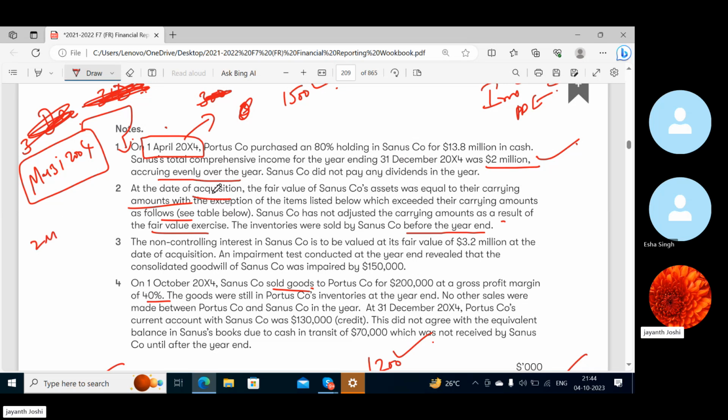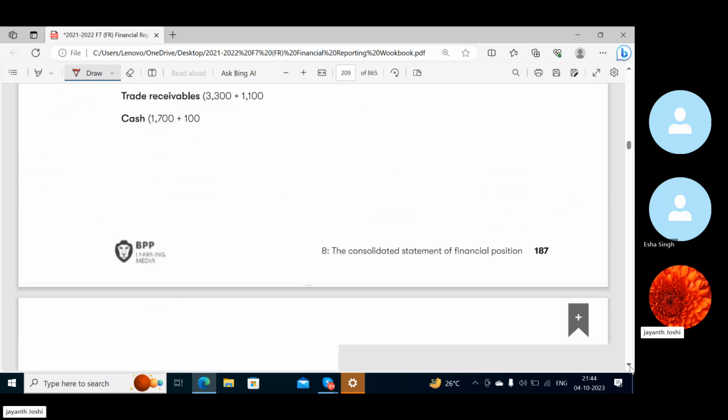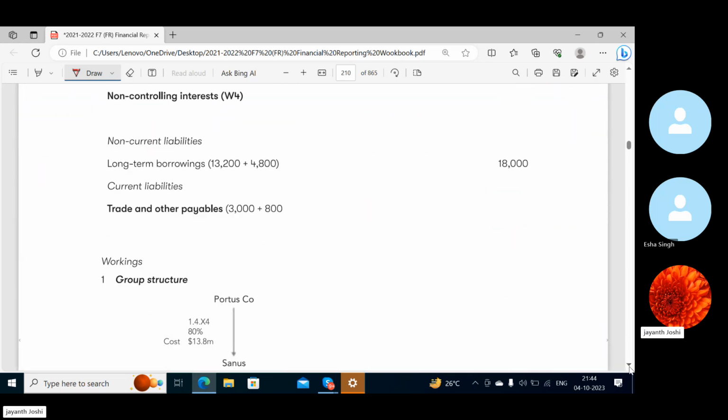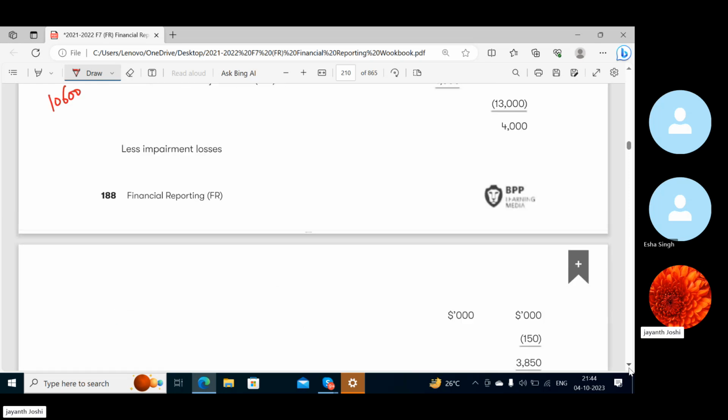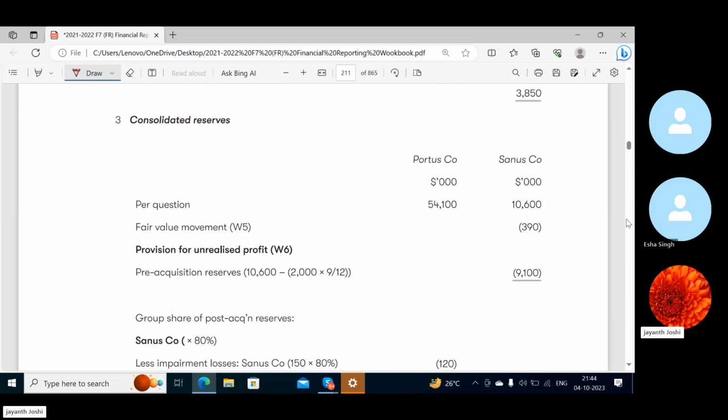That's called accruing evenly over the year. So what matters to us is only pre-acquisition profits. So we will be finding out the pre-acquisition profits. 10,600 is the total profits. This 10,600 has the post-acquisition as well as the pre-acquisition profits, because separately pre-acquisition profits are not given.